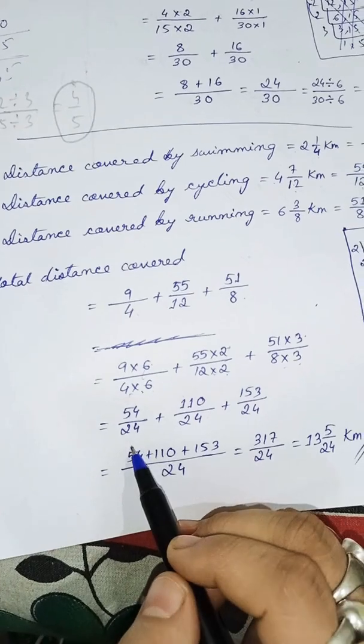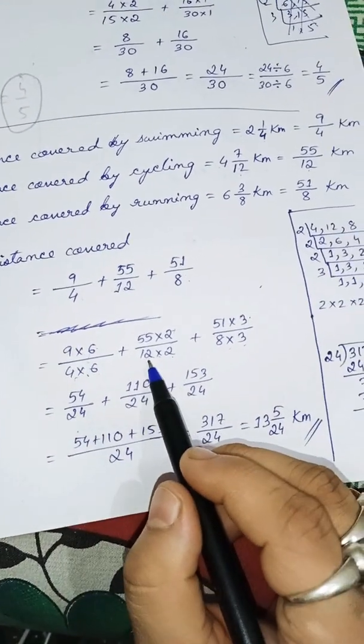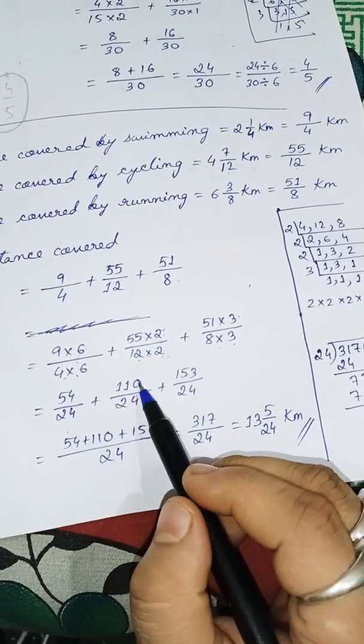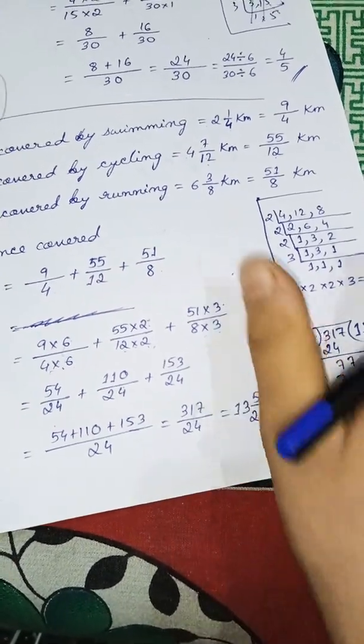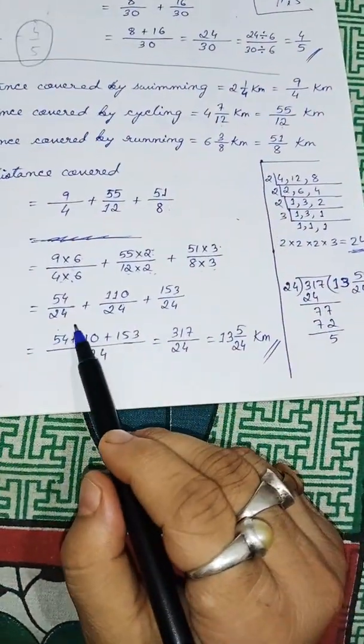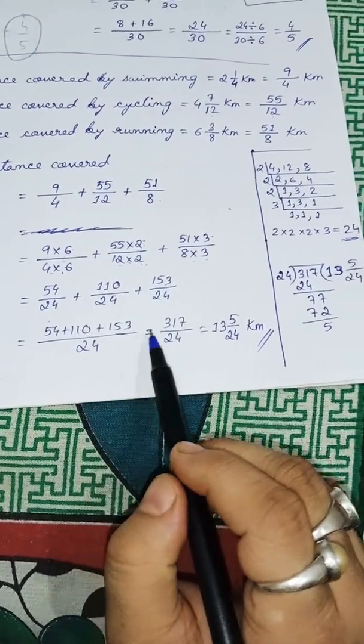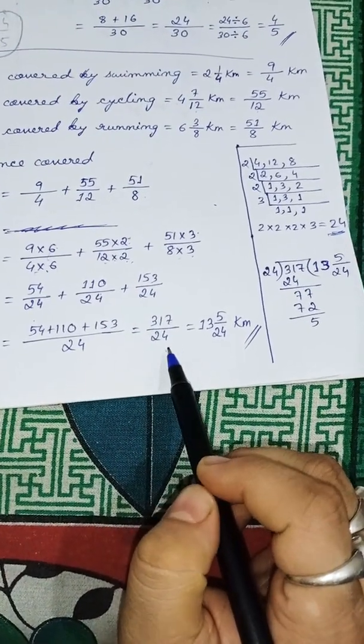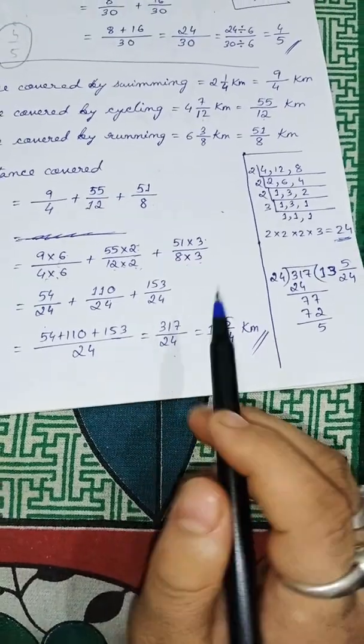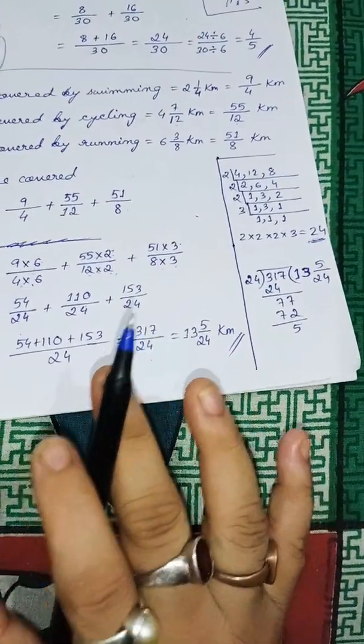So see, 4 times 6 is 24, 9 times 6 is 54, 12 times 2 is 24, 55 times 2 is 110, and so on. This one also in this way. Now you have got like fractions, so straight away you can add the numerators, and after adding them you get 317/24. Now 24 and 317 do not have any common factor, so you cannot reduce them.